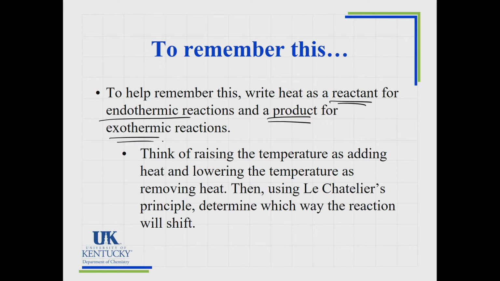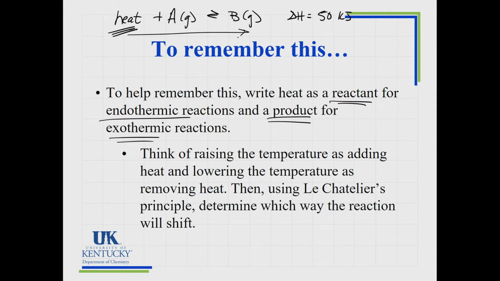Okay, so let's give you an example up here at the top. Let's say I have this reaction, A gas going to B gas, and it has a delta H of 50 kilojoules per mole for that reaction, 50 kilojoules. All right, is that endothermic or is that exothermic? Well, a positive delta H is endothermic. So I'm going to write heat as going in. It's a reactant, it's going in. Okay, so that's the first statement. And then I think of raising the temperature as adding heat. And then I'm back to my concentration argument. If I add this, it's going to want to use it up. So it's going to shift to use it up. So it would shift it to the right. Raising the temperature favors an endothermic reaction.